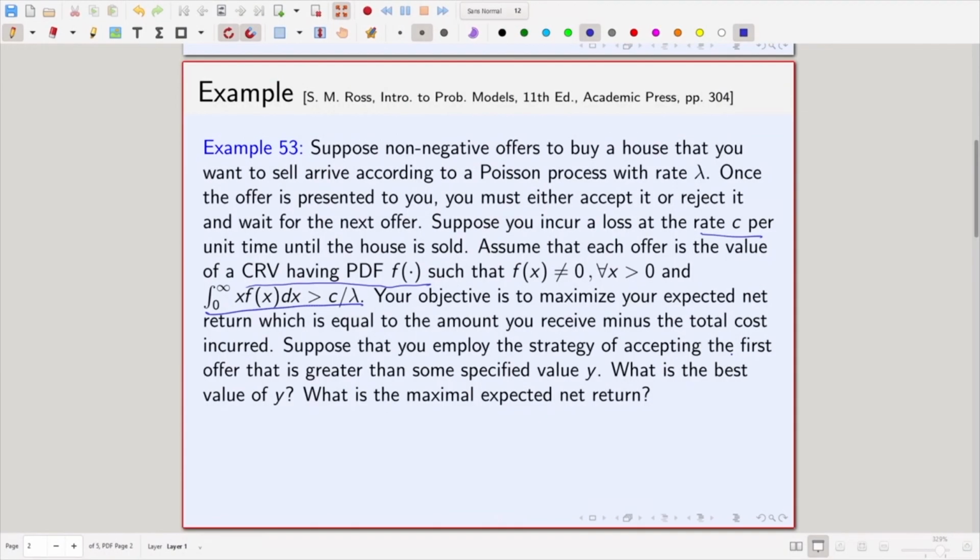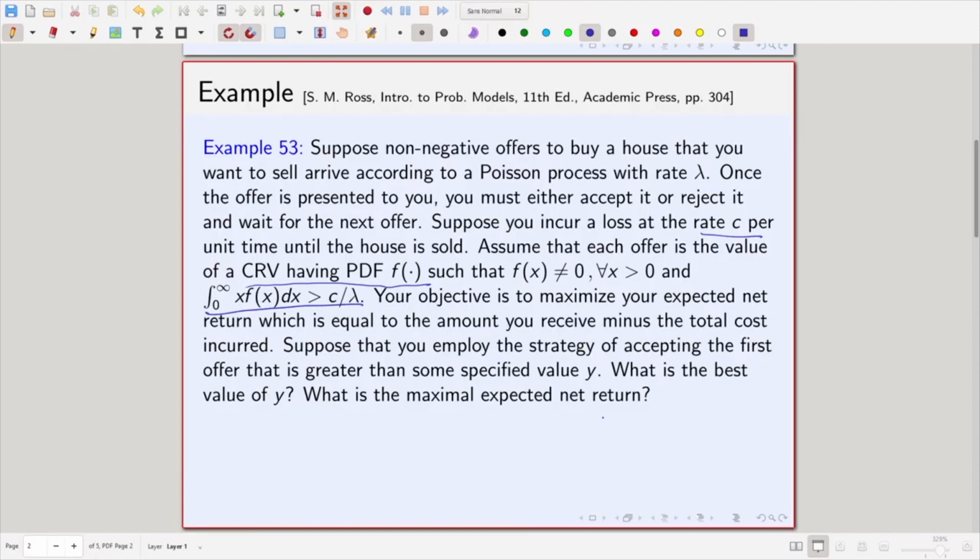Now, what is the best value of y? How do you fix your y? It is such that you can maximize your return. Your strategy is to wait until the first offer of size greater than or equal to y. What you are trying to find out is what should be that value of y that I should wait for.